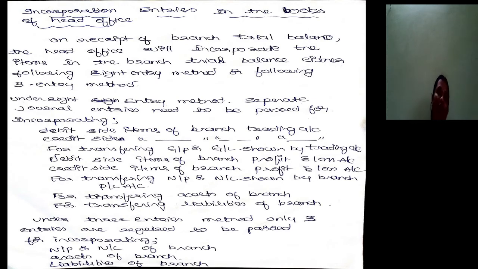Under 3 entry method, what will be incorporated? The net impact of profit and loss account is net profit or net loss. First that will be incorporated. So incorporation of profit generated or loss incurred at branch. Then incorporating assets of branch and incorporating liabilities of branch.